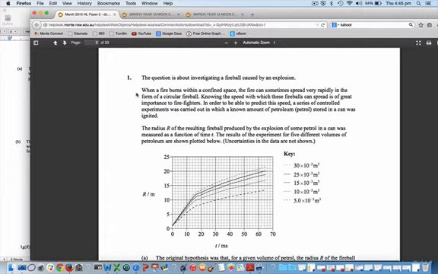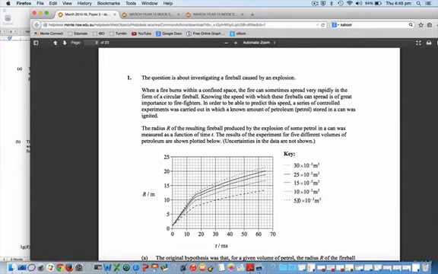In order to be able to predict this speed, a series of controlled experiments was carried out in which a known amount of petrol, stored in a can, was ignited. The radius r of the resulting fireball, produced by the explosion of some petrol in a can, was measured as a function of time t. The results of the experiment for 5 different volumes of petroleum are shown plotted below. Uncertainties in the data are not shown. So we've got 1, 2, 3, 4, 5 separate lines here for different amounts of petroleum.